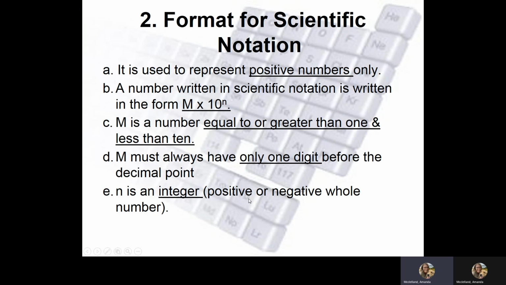So we're only going to use positive numbers. We're going to write it in this format here, m times 10 to the nth, where m is always going to be greater than 1 and less than 10, so like 1 to 9.99999. That means it must have only one digit before the decimal place: 1, 2, 3, 4, 5, 6, 7, 8, 9. And then n is going to be an integer, so it's going to be a whole number. It could be positive or negative, but it's going to be a whole number, no decimals in the exponent up there. Okay, so we're going to have m times 10 to the nth, and we'll be able to figure those out.